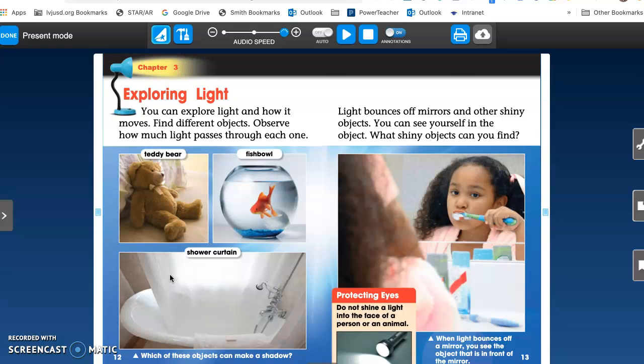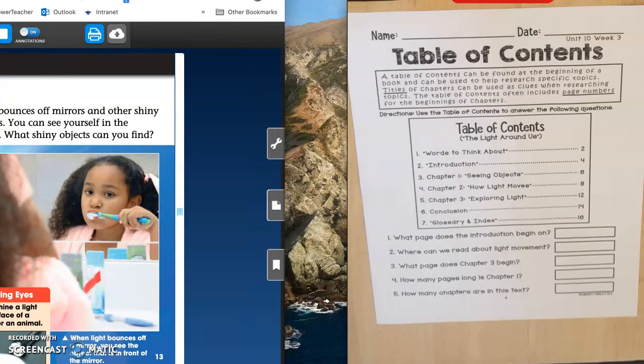Okay, now we are going to look at our worksheet about table of contents, and we'll do a couple of those together, and then you can finish the rest on your own. And the goal of this lesson, you guys, is to teach you that you should always use the table of contents when you're reading information books. It helps you understand and find information that you might be looking for. So let's take a look at our worksheet.